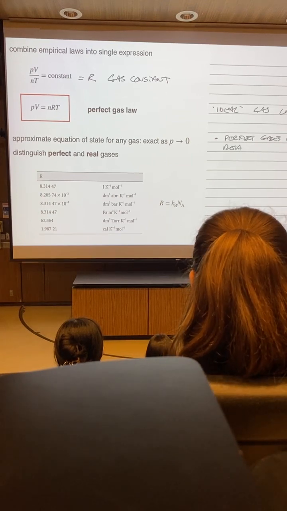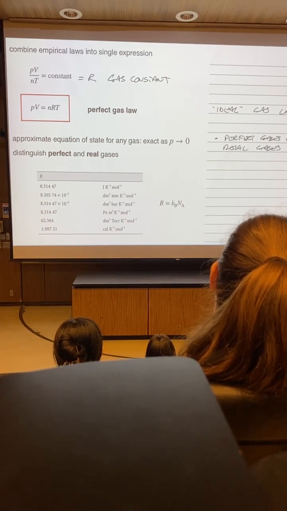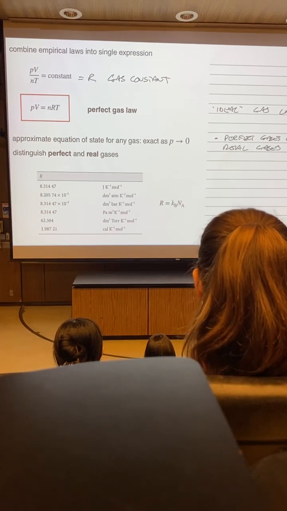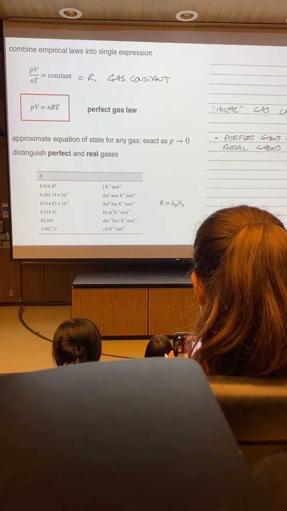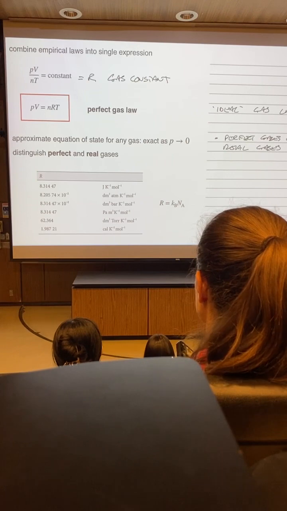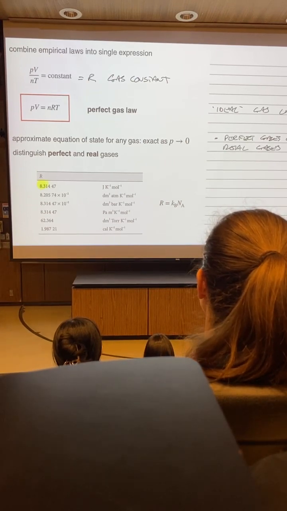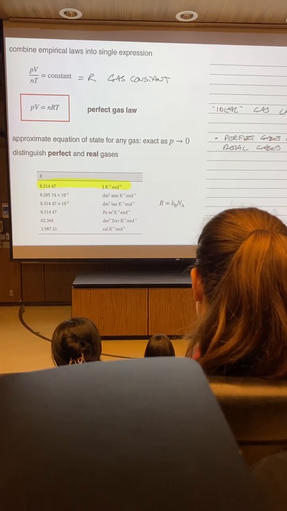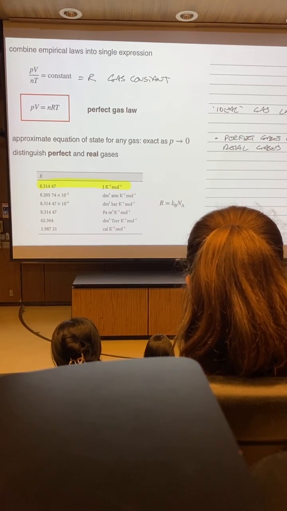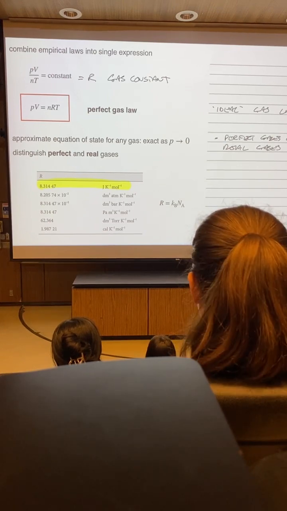Real gases don't. They're going to deviate from the law. The gas constant, just a quick mention of this again in terms of the units. The SI version of the perfect gas law, joules per Kelvin per mole. This is SI units of energy per unit temperature per amount of substance. So this is my SI version.